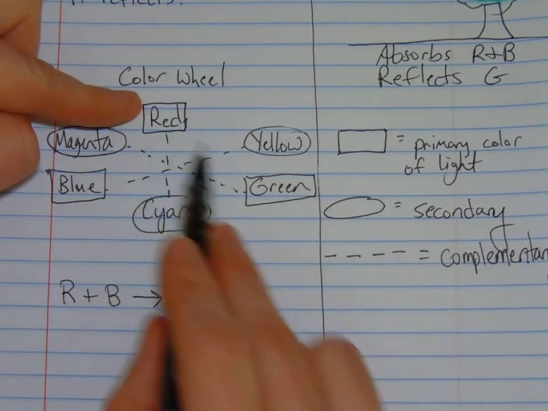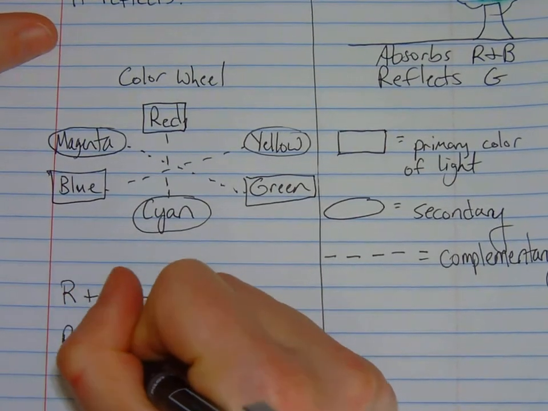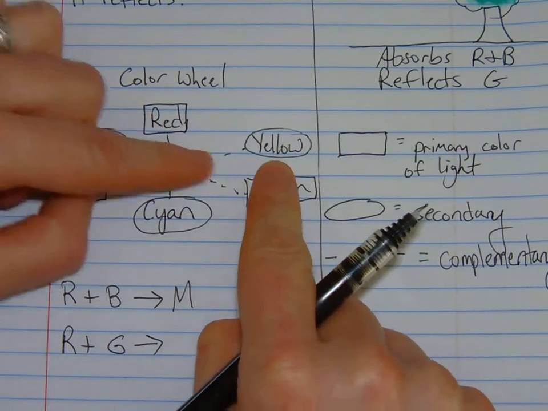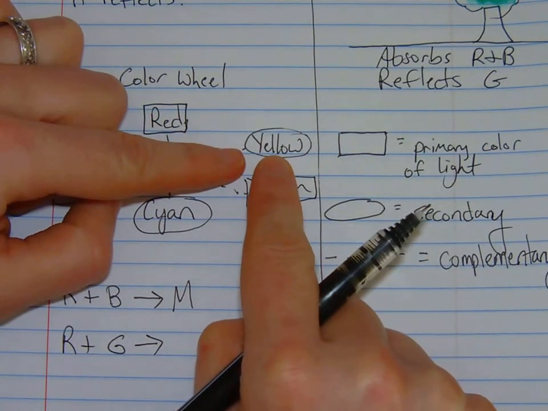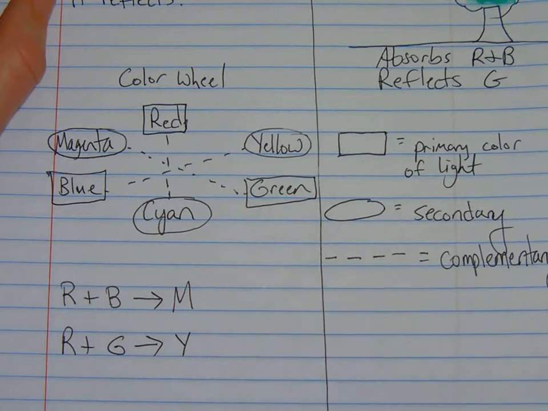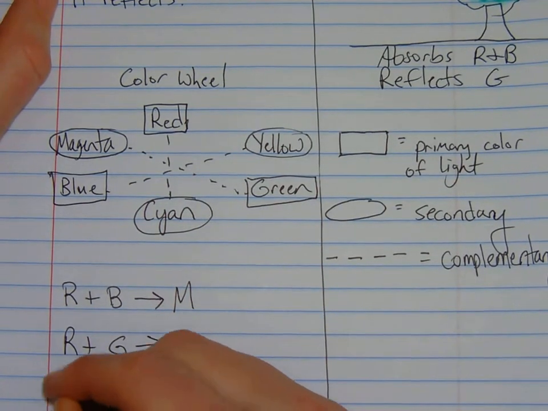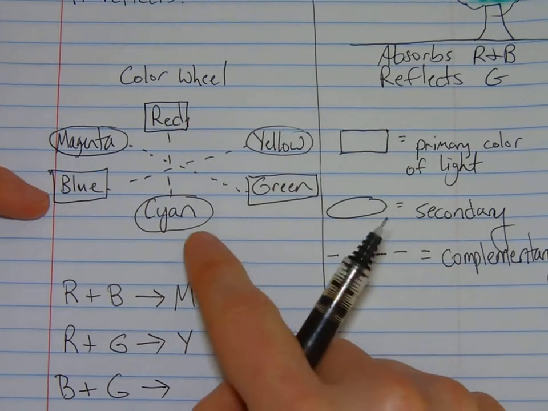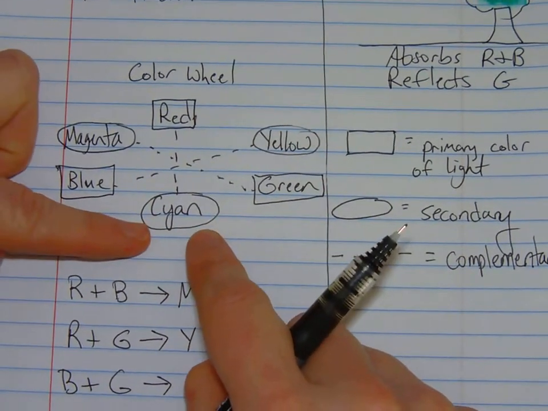So if we went red plus green, two different primary colors. Red plus green makes the secondary color of yellow. Blue plus green makes cyan.